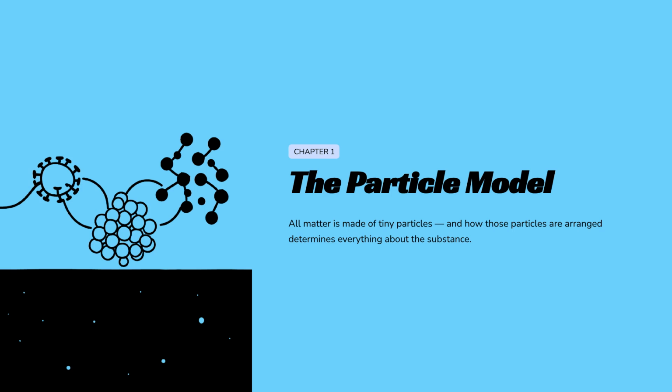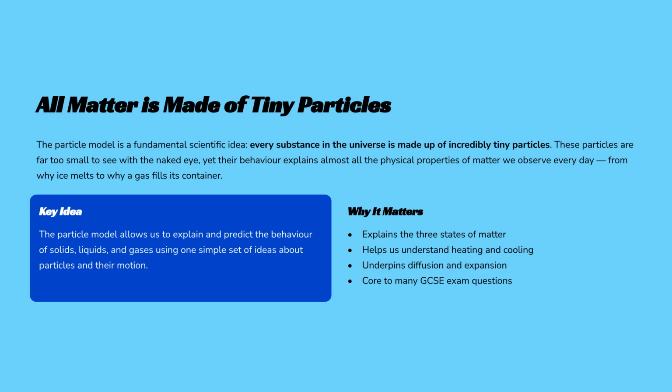At its heart, this model teaches us that all matter is made of tiny particles, and the way these particles are arranged is what determines the properties of a substance. The fundamental idea is that every substance is made of particles too small to see, yet their behavior explains everything around us. This model is essential for predicting the behavior of matter, and is a recurring topic in GCSE exams.